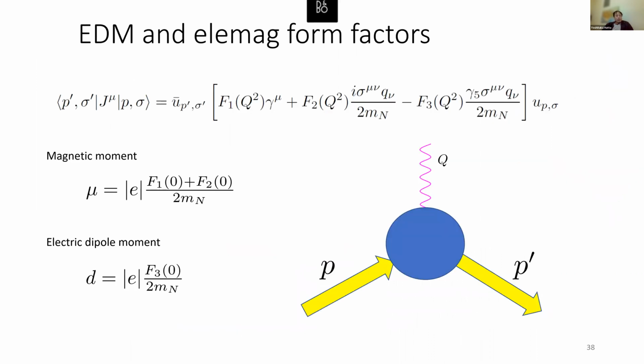So here's the definition. This is the electromagnetic current proton matrix element. And usually you have a Dirac and a Pauli form factor, F1 and F2. But if CP is violated, then there is a third form factor, which I call F3. And its value at vanishing momentum transfer, Q squared equal to 0, is proportional to the electric dipole moment.